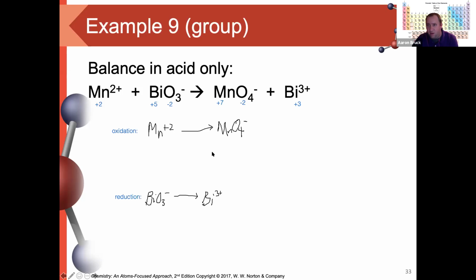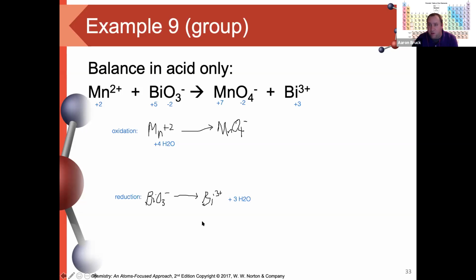Second step, I need to balance oxygen by adding water to the opposite sides. So I have 4 oxygens here. That would require 4 water molecules on this side. I have 3 oxygens here. That would require 3 water molecules on this side.